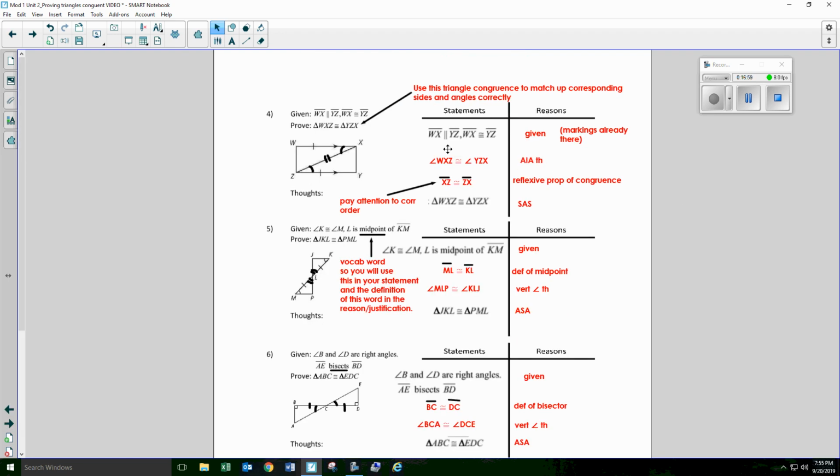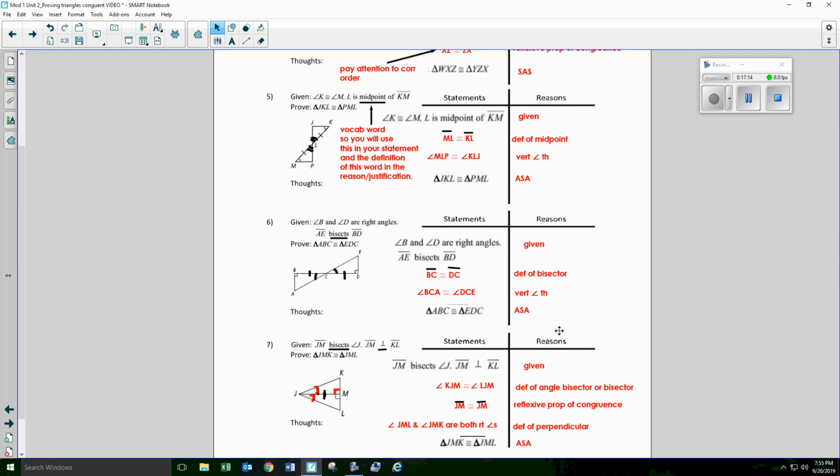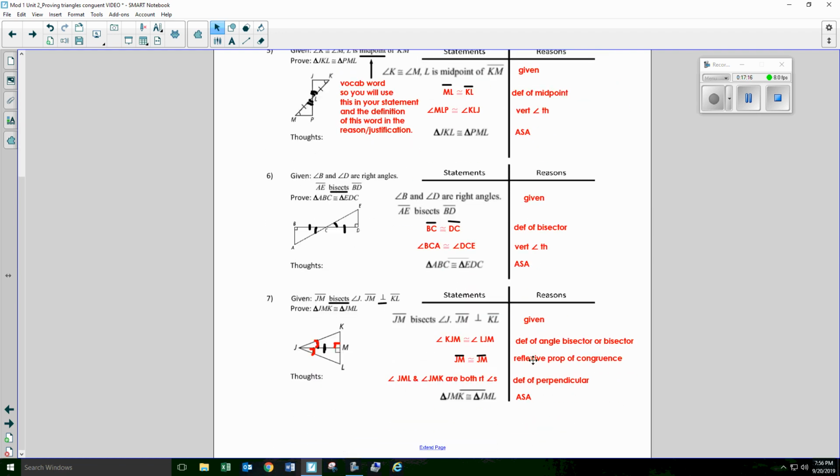Over here we use your AIA when you have parallel lines cut by a transversal. The most popular one is AIA that you're going to be looking to use. You have reflexive property when they share a common side. Definitions of whatever these vocab words are right here, you would be using. These are all the common ones, and you might have maybe 2, 3 more tops that you'd be using in any of your proofs.